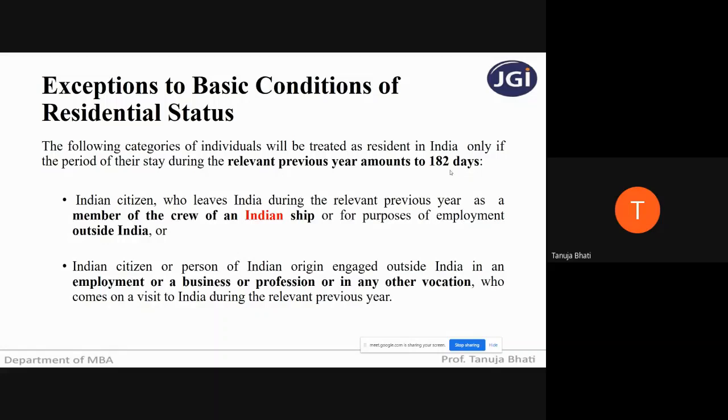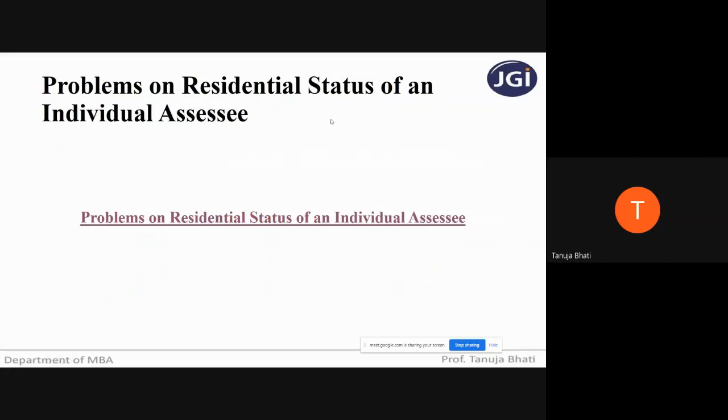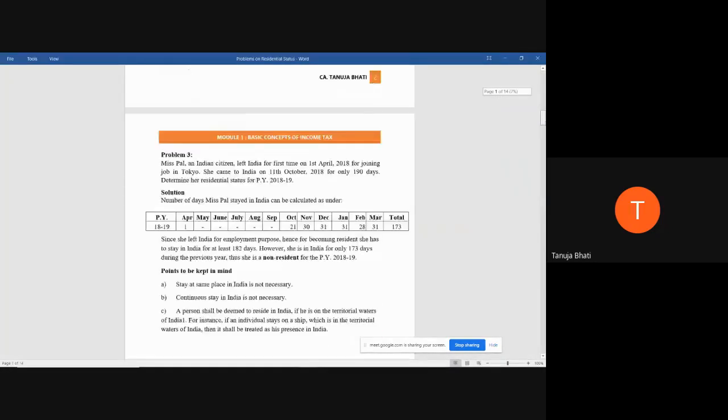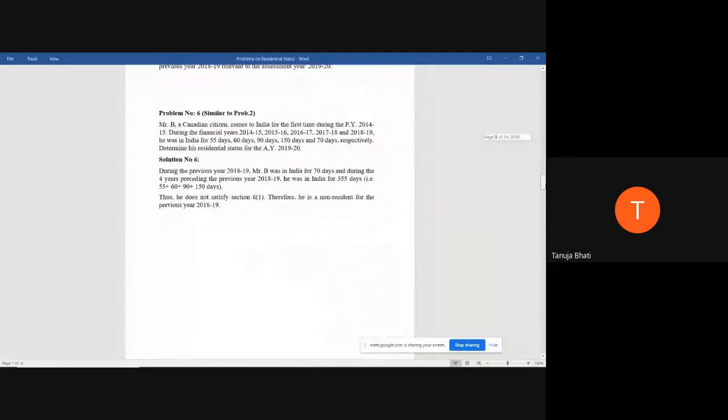Second condition is what? That is covered under section 6 subsection 1 clause C. And what is that condition? That condition is that his stay in the 4 years immediately preceding the relevant previous year should be 365 days or more, and 60 days or more in the relevant previous year. Now let us see the problems on residential status of individual assessee. If you all remember these two basic conditions and two additional conditions, you all can solve any problem given on residential status of individual assessee.